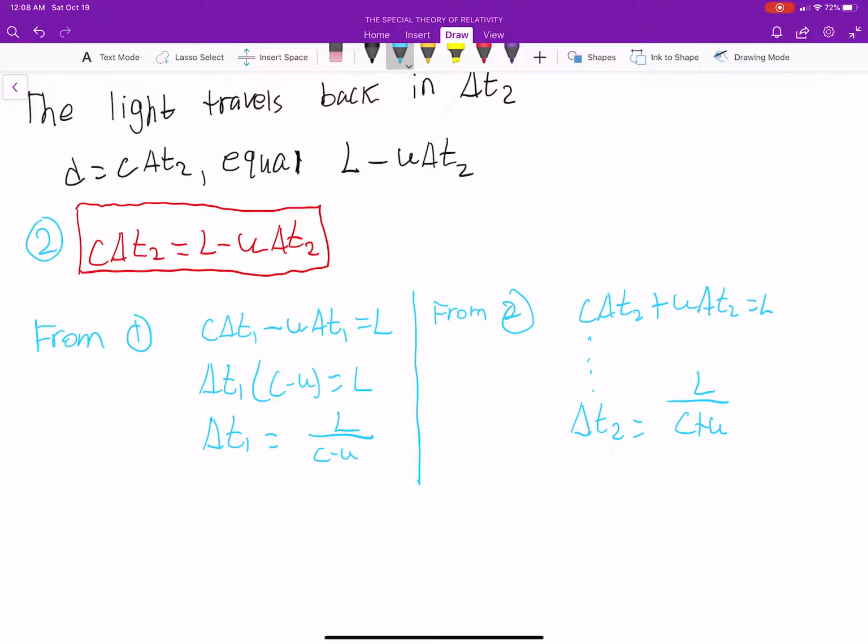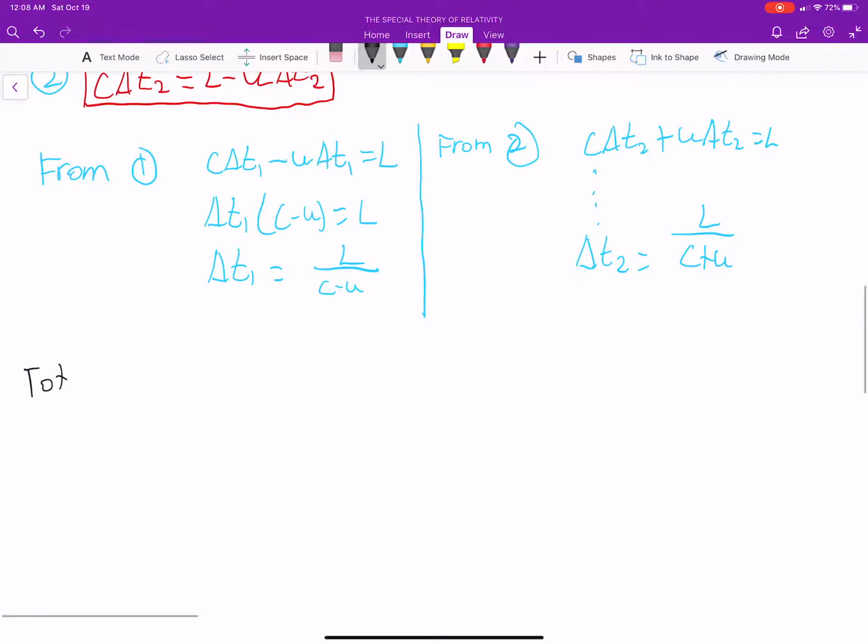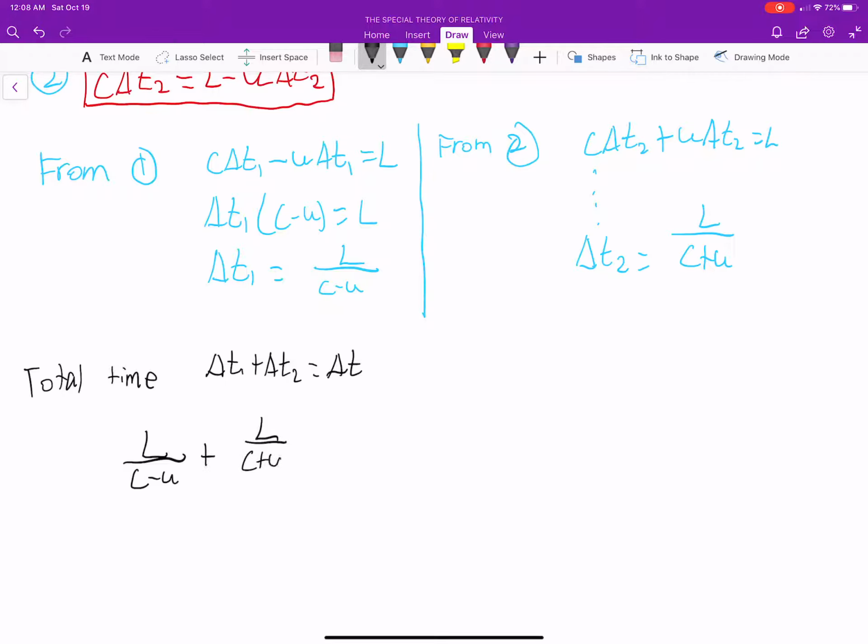Okay? So hopefully that makes sense. Now the total time for light to go to the mirror, to be emitted, hit the mirror, and come back, which I'm calling the total time, is delta T1 plus delta T2. And we'll say that's just equal to time, delta T. Well, we found delta T1, that's L over c minus u, plus L over c plus u, which is delta T2.